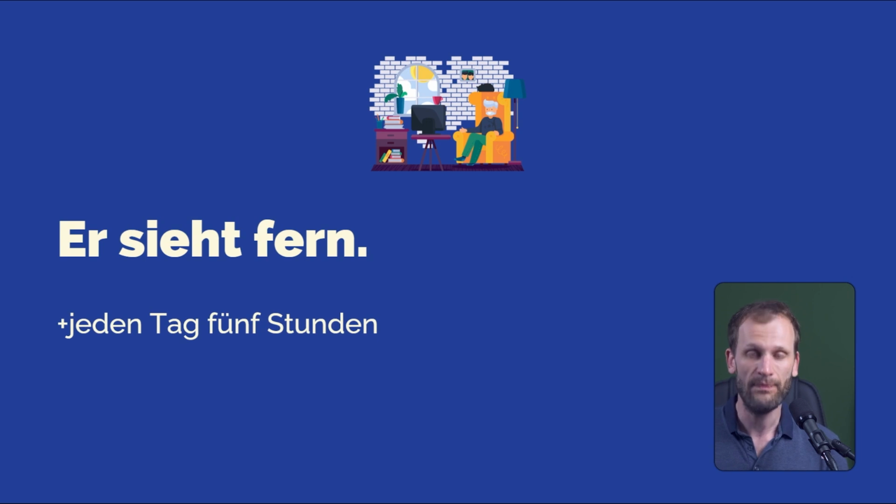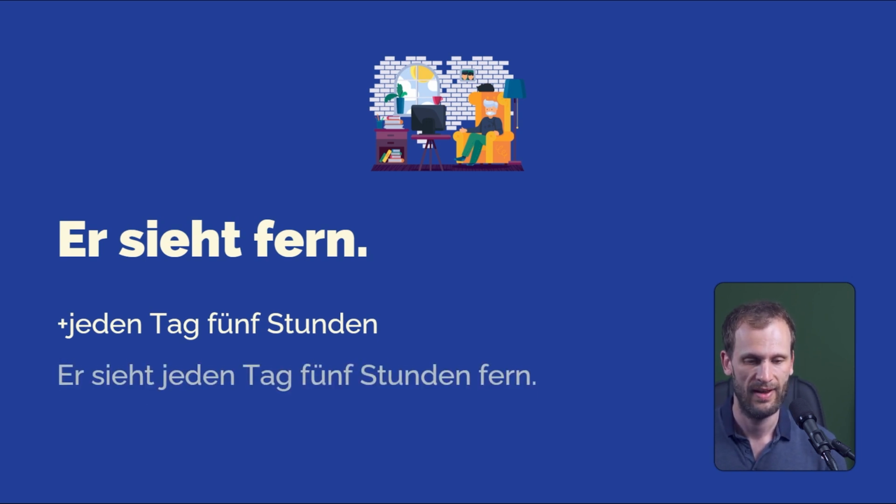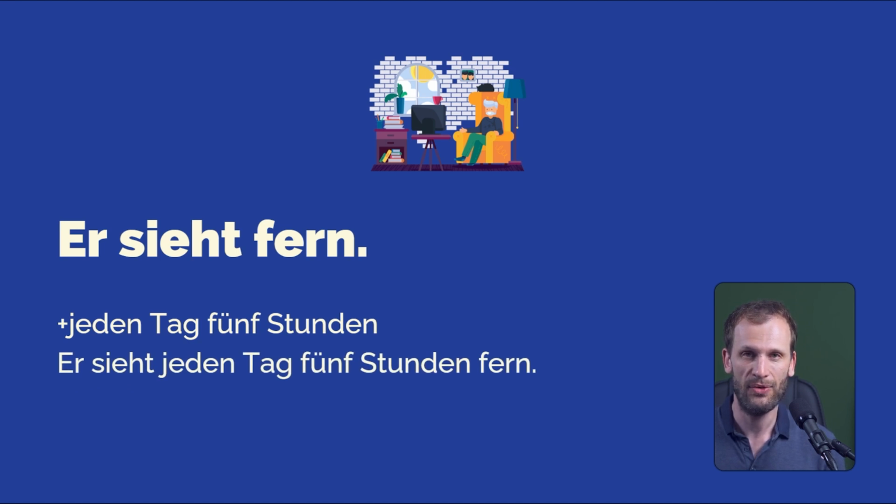Let's add something. "Jeden Tag 5 Stunden." Every day for 5 hours. "Er sieht jeden Tag 5 Stunden fern." So keep "fern" at the end. That's important here. That's crucial. "Fernsehen" is a separable verb, and there are many examples. "Einkaufen," to shop, "anrufen," to call, "aufstehen," to get up, and many, many more. With these verbs, in a main clause, they get split up, they get separated. So the prefix goes to the very end of the main clause. "Er sieht jeden Tag 5 Stunden fern." He watches TV every day for 5 hours.